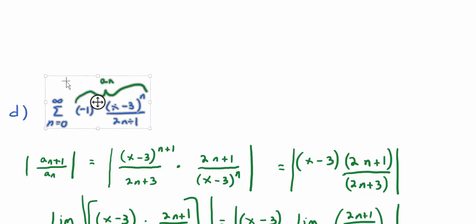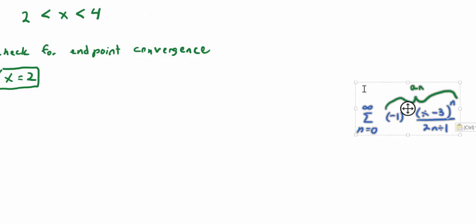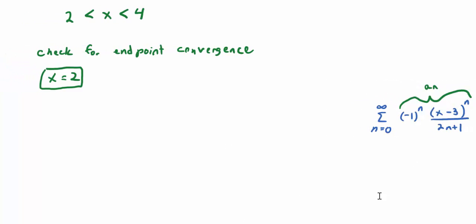Here's the series. So just so that we can see it, let me put a copy of it here. Okay, there's the series. Now, if x is equal to 2, what do we get inside here? What does the series become? The sum from n equals 0 to infinity of -1 to the n. If x is equal to 2, what's 2 minus 3? Times, so we get -1 to the n times -1 to the n, all over 2n plus 1.